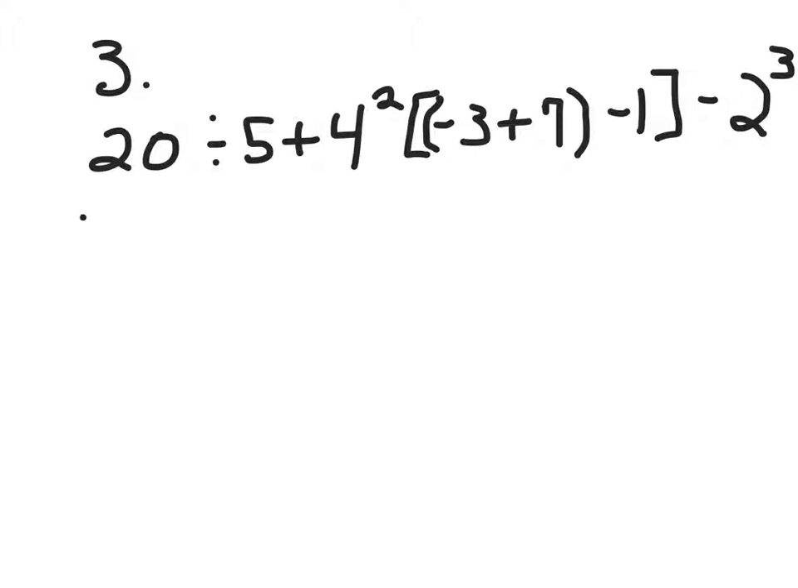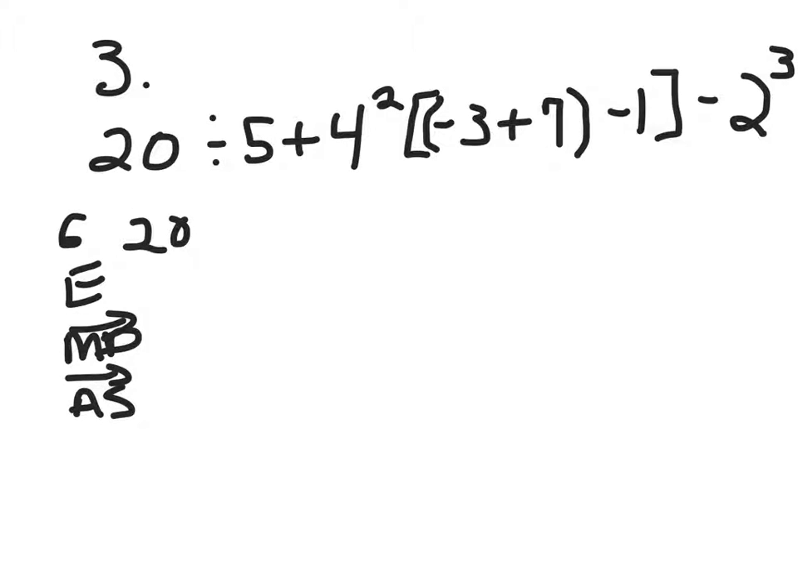I'm going to write down my steps. Grouping, exponent, multiplication and division, addition and subtraction, left to right. Okay, go ahead and try the problem. When you're working this problem, you notice you have brackets, and we need to work inside of those brackets first. So 20 divided by 5 plus 4 to the second power. Inside of the brackets, I have parentheses. So let's do the parentheses first.